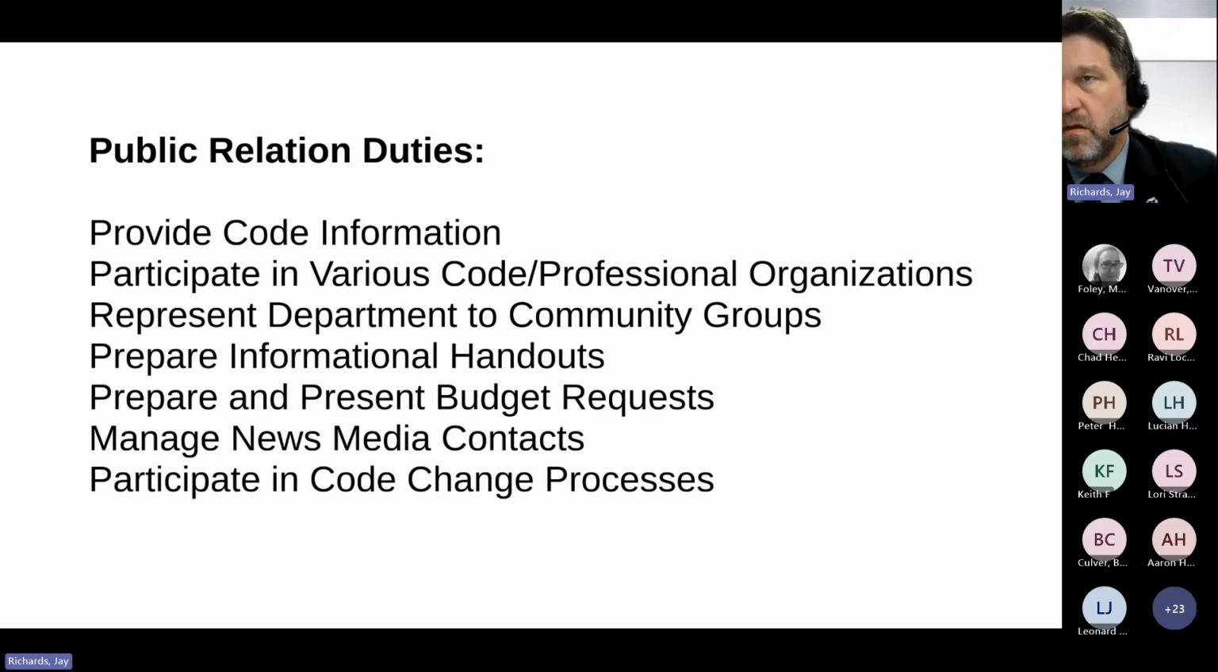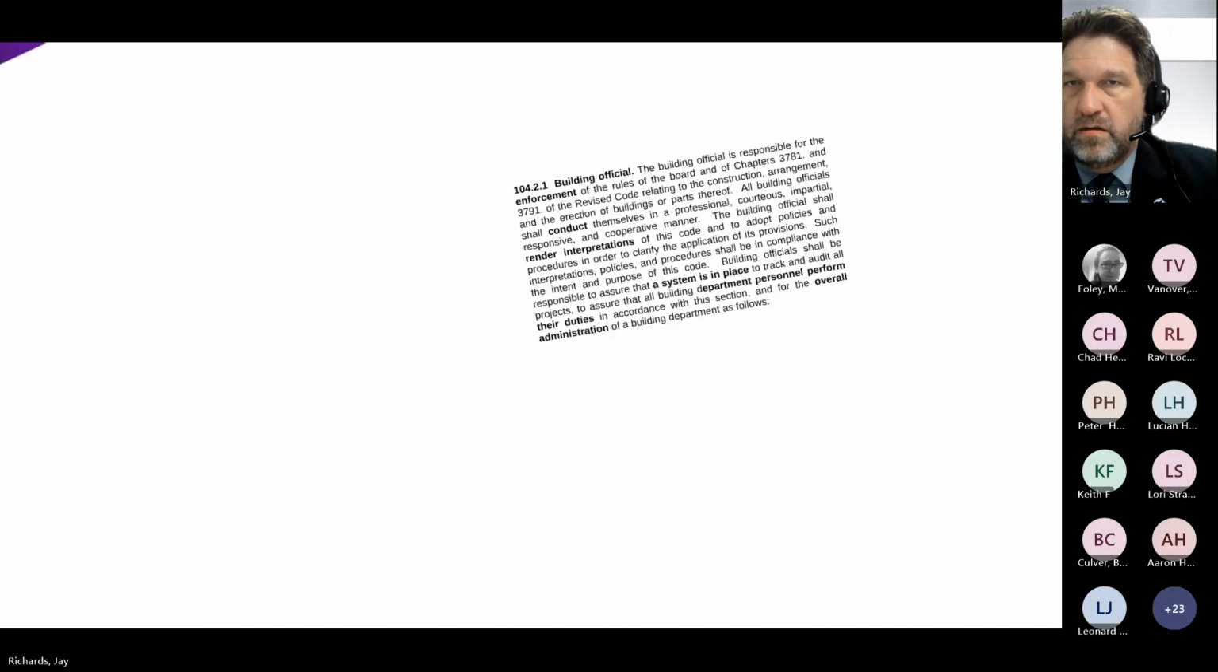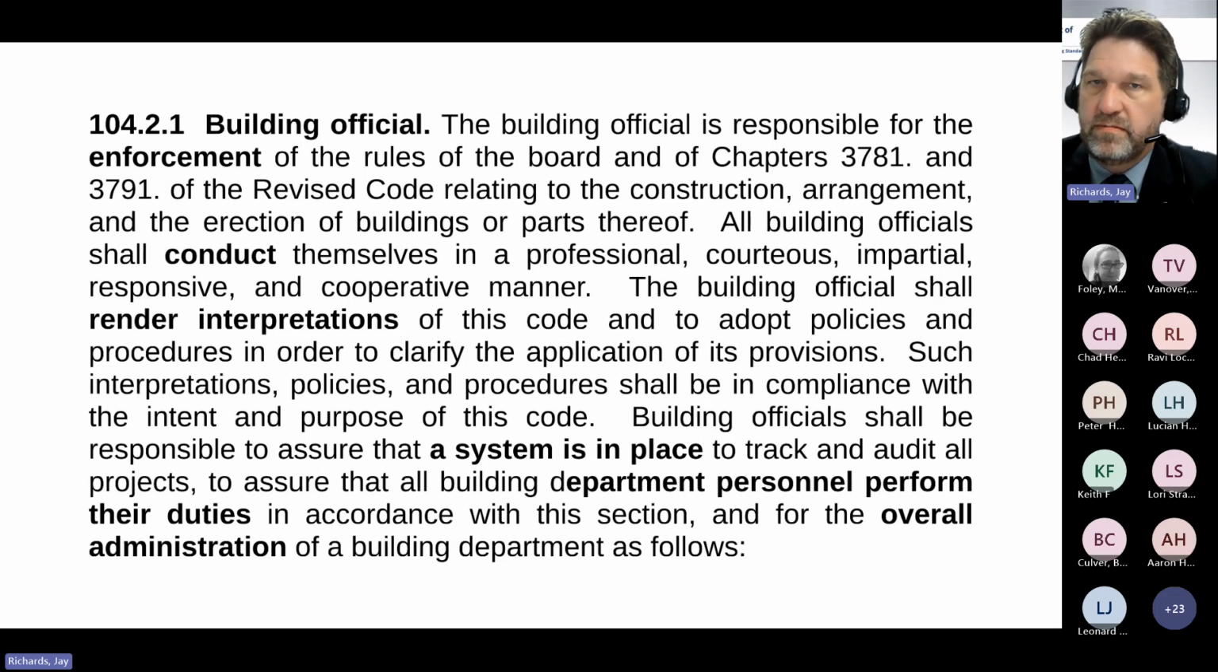We're going to swing back around to the responsibilities of the building official. We have that responsibility to enforce those rules of the board, and as a consequence, it's also enforcing chapters 3781 and 3791 of the Revised Code, where we get the authority to write those rules. It's dealing with the construction, arrangement, and erection of buildings and parts thereof. And it's about conducting yourself in a professional, courteous, impartial, responsive, and cooperative manner, as well as your staff. The building official has that authority and responsibility to render interpretations.